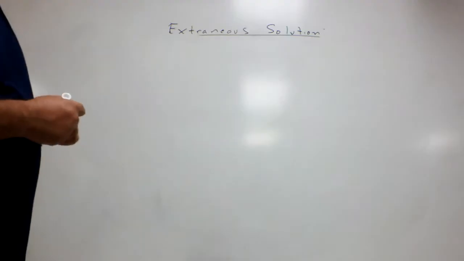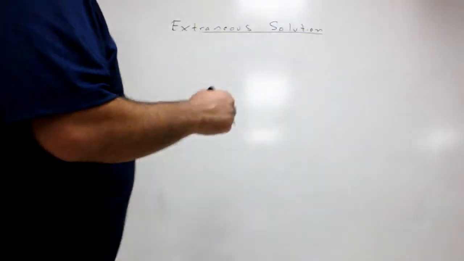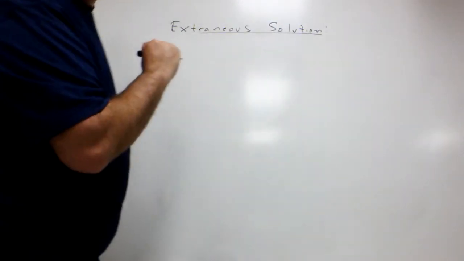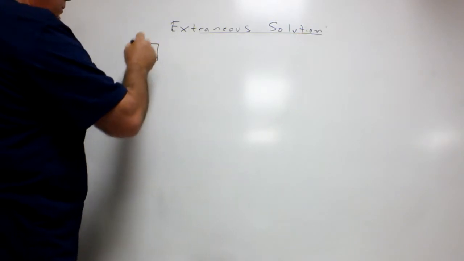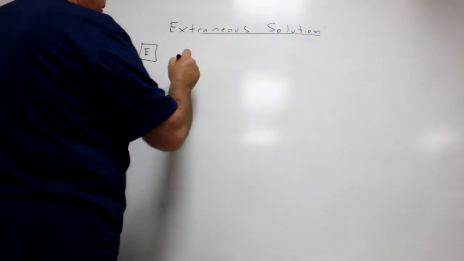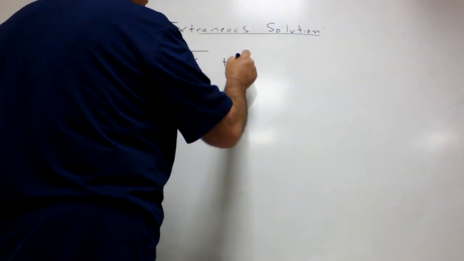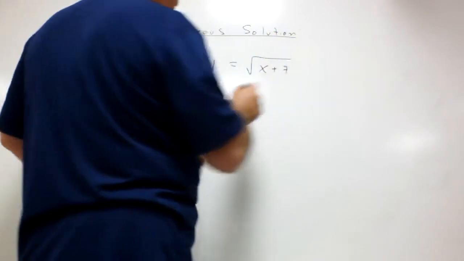Okay, we're back and we're ready to try these next two problems. Let's start with the first one. These next two are kind of difficult. This first one is probably much more difficult than the second one, and it is the square root of x plus 1 equals the square root of x plus 7.